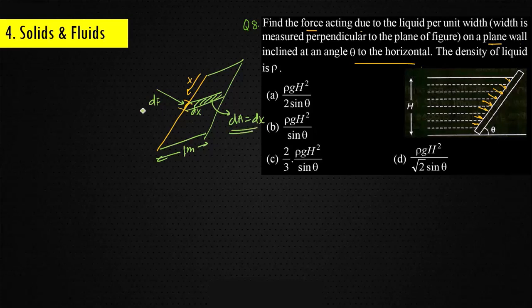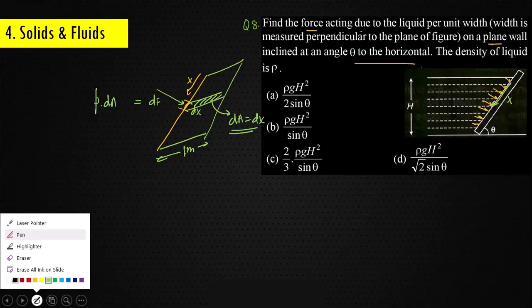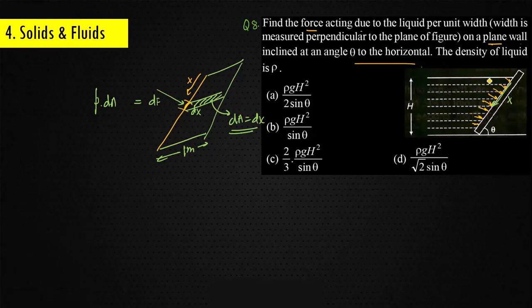Now I want to calculate df. df should be equal to the pressure at that particular point into dA. For pressure, you have to calculate the vertical length. I am moving a distance of x from the free surface. So what is the vertical length then? The vertical length is this much distance. If I say this is x, the angle is also theta, so the vertical length is x sine theta.